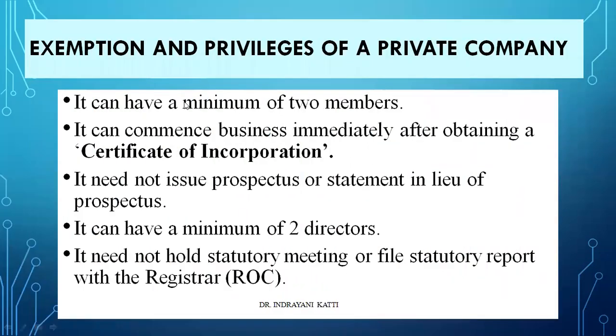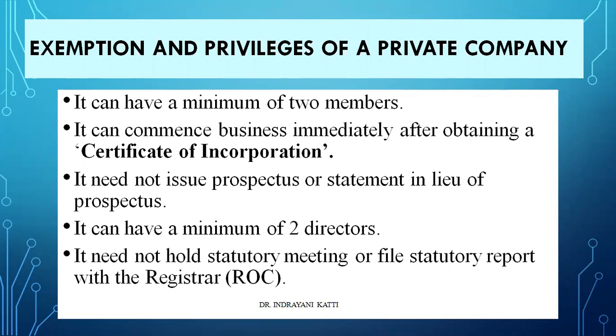Okay. Well, some exemptions and privileges are enjoyed by the private company. What are those? Private company has got some privileges. It can have a minimum of 2 members. Only with 2 members you can begin a private company, right? Second one, it can commence business immediately after obtaining the certificate of incorporation. See, this is the second stage in the promotion of a company. First one is the promotion stage. In the formation of a company, we have different stages, 4 stages we have, right? Promotion stage. Second one is incorporation stage. Only after getting the certificate of incorporation from the registrar, a business can be commenced if it is a private company limited.